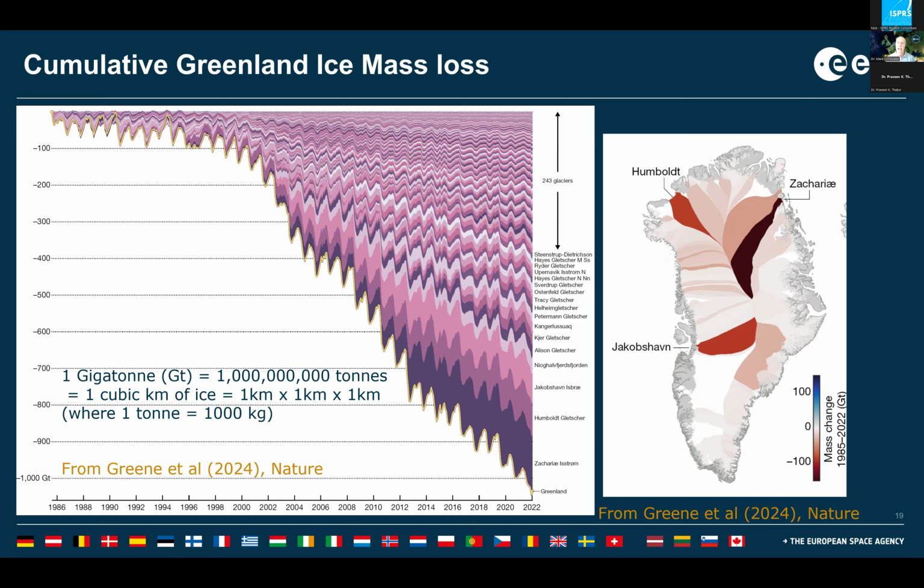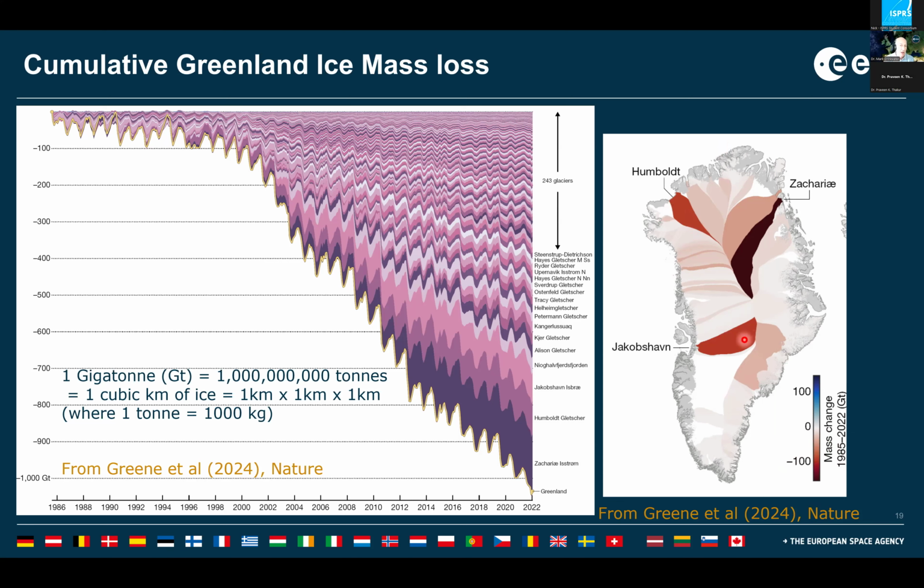Now, nearly every glacier in Greenland has thinned or retreated over the past few decades, leading to glacier acceleration and increased rates of sea level rise and associated climate impacts around the globe. This result shows how the mass loss varies in the different glacier basins, and you can see the red glacier basins where we have the largest and most significant mass losses recorded between 1985 and 2022.